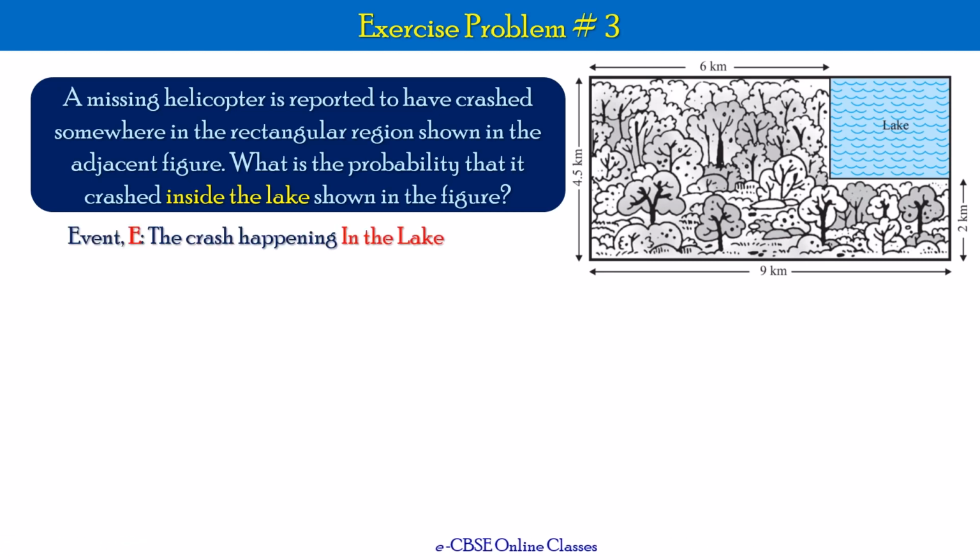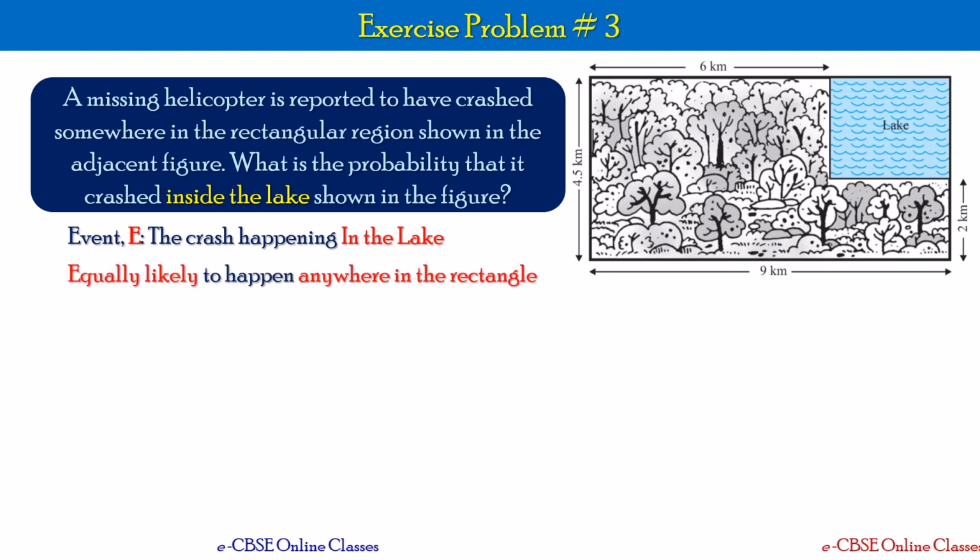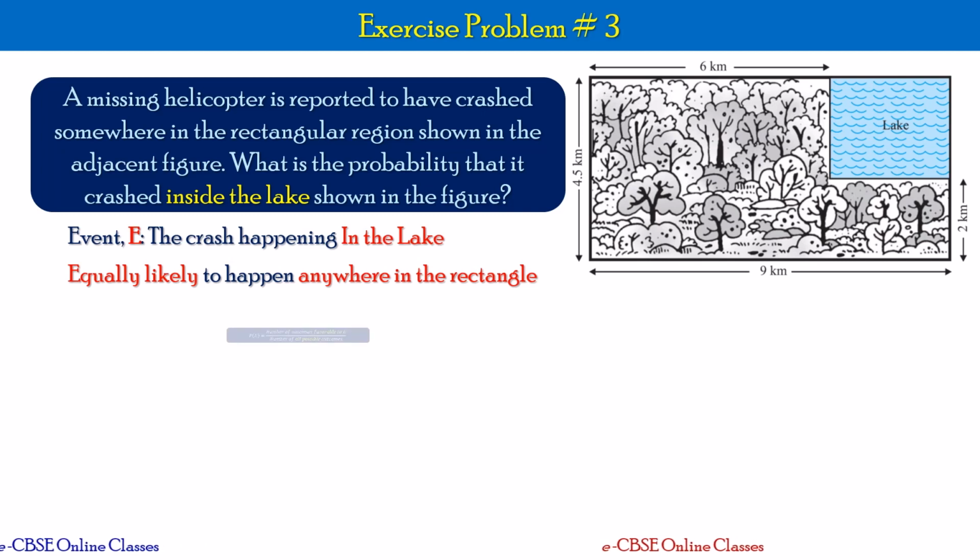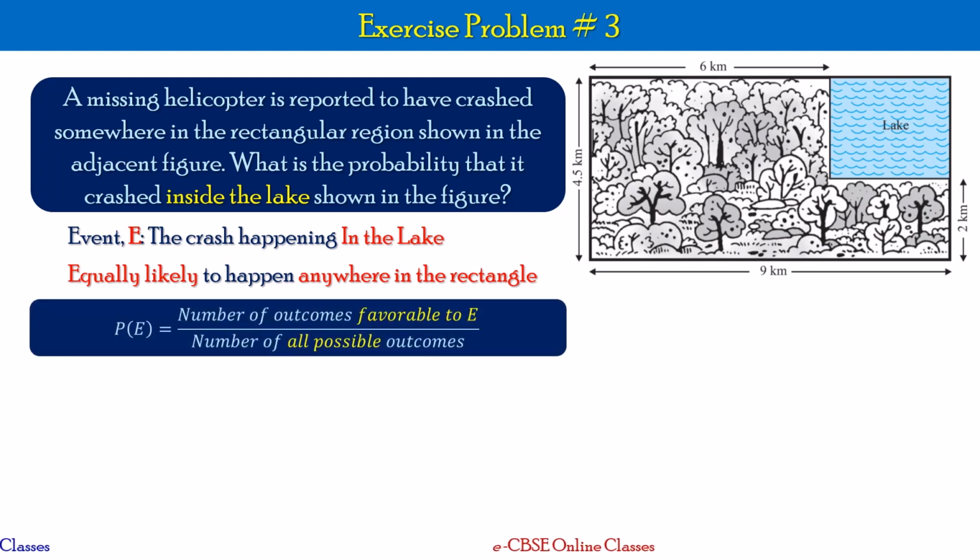What is the event here? The crash happening in the lake, correct? And it is equally likely to happen anywhere in the rectangle. And what is our definition of theoretical probability? It is the ratio of number of outcomes favorable to E divided by number of all possible outcomes.